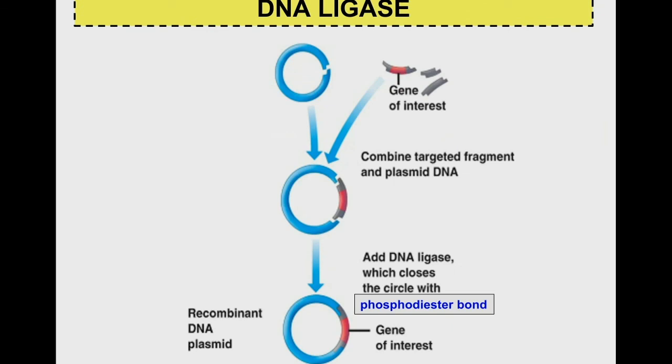How does the DNA ligase work? As we know before, the plasmid has been cut open by restriction enzyme, and gene of interest also has been cut out by the same specific restriction enzyme. These both then will be combined together by DNA ligase. DNA ligase will ligate them together by using the phosphodiester bond, and this will form the recombinant DNA plasmid.